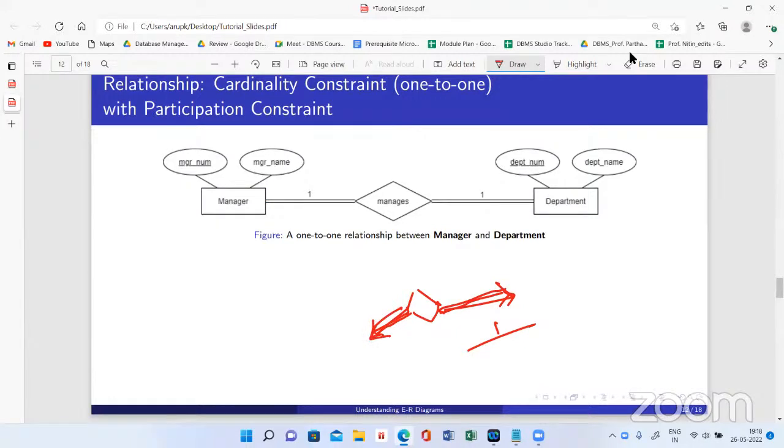So what does it mean? 1 to 1 relation. Is it only 1 to 1? Participation constraint. No, sir. 1 to 1 means definitely 1 to 1. It can't be 0. It is exactly 1 to 1. So manager exactly 1 to 1. Manager manages exactly one department. Department should have exactly one manager.